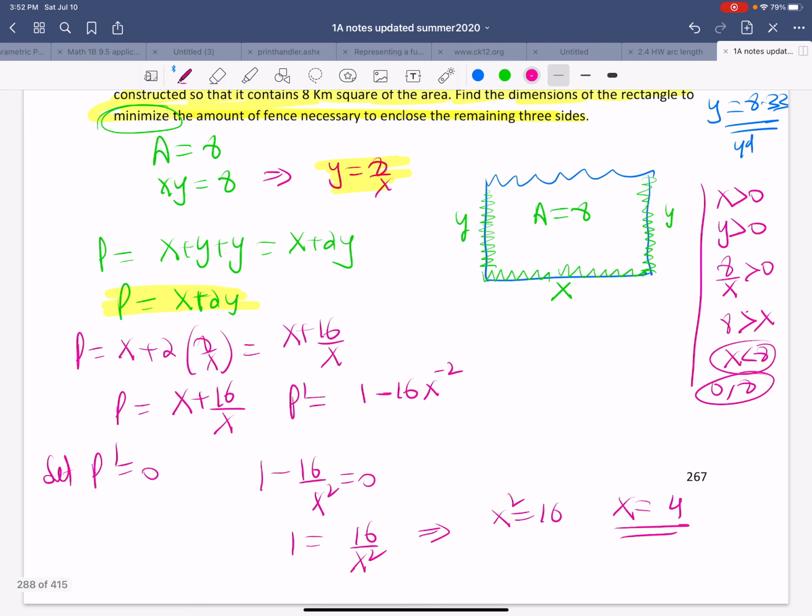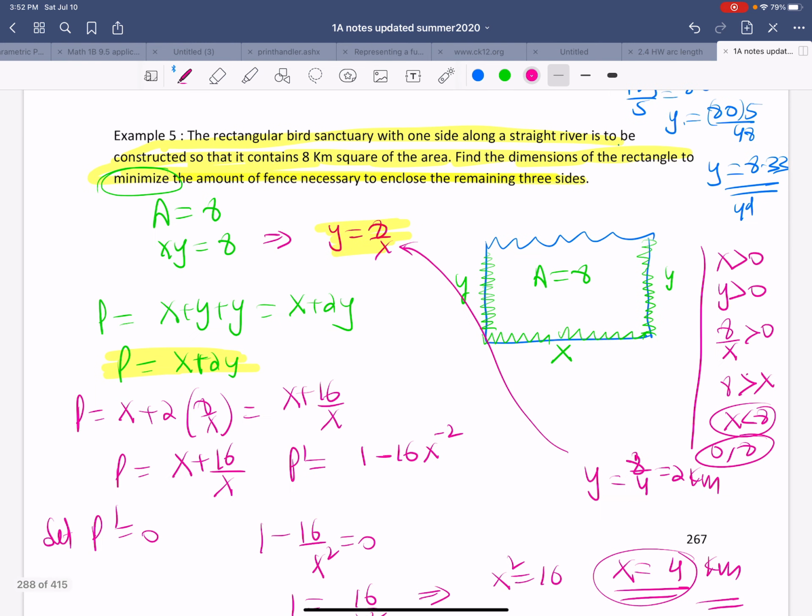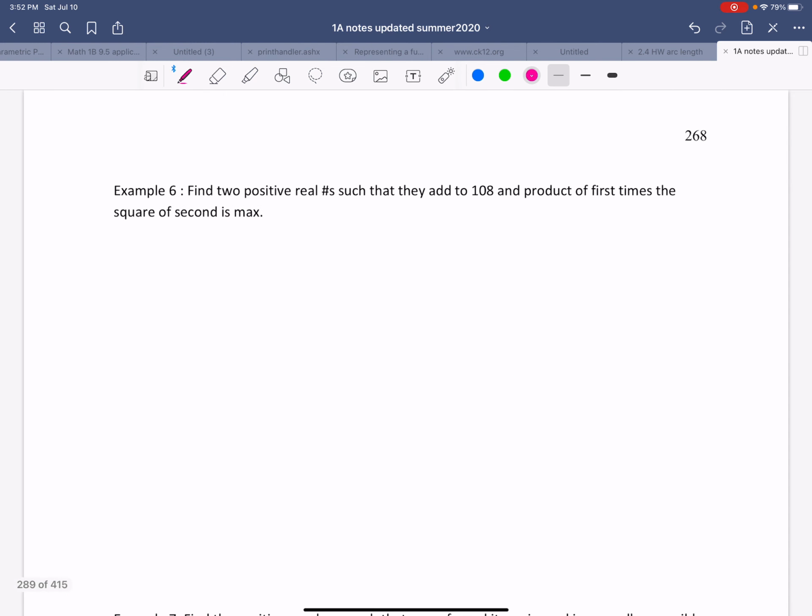Okay, so x is equal to 4 is what we are left with. That's going to be our dimension. x equals 4. If x is 4, what is y going to equal? We can use this relationship. 8 over 4 is equal to 2. And it's going to be kilometers. That's all for this problem. Let's check out another one.